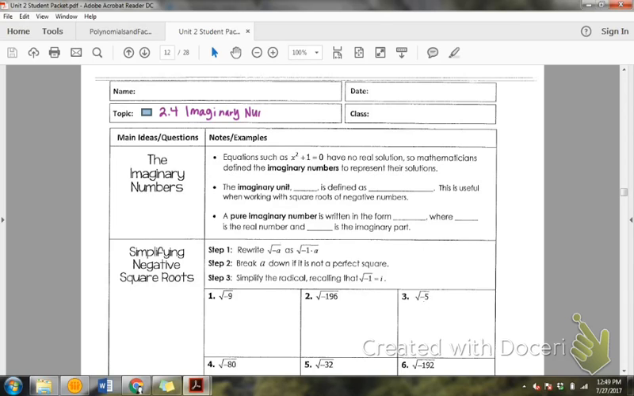It does sound fun. I've been looking forward to learning about these since Algebra 1B.